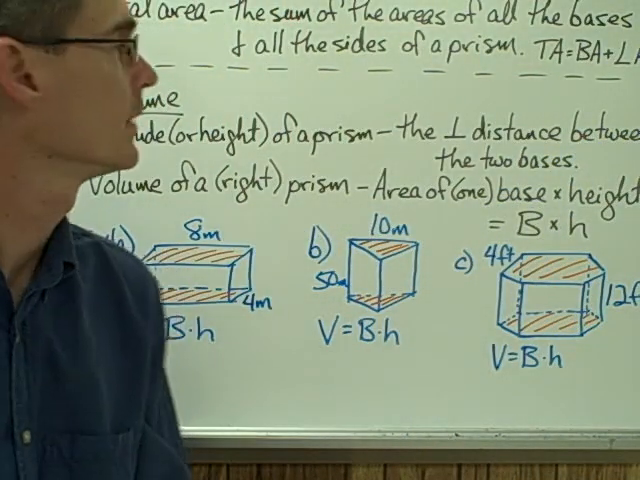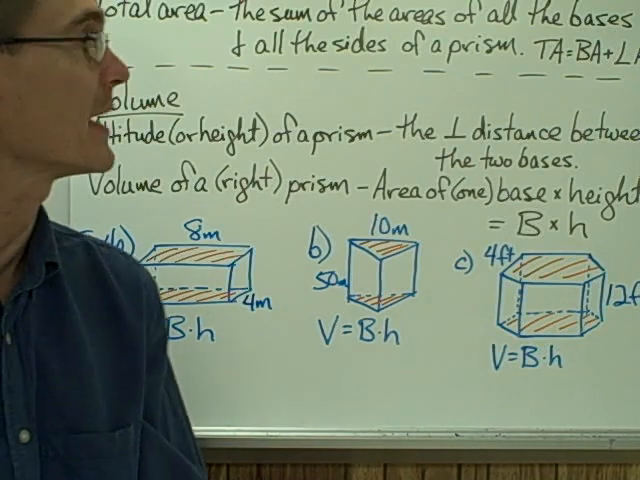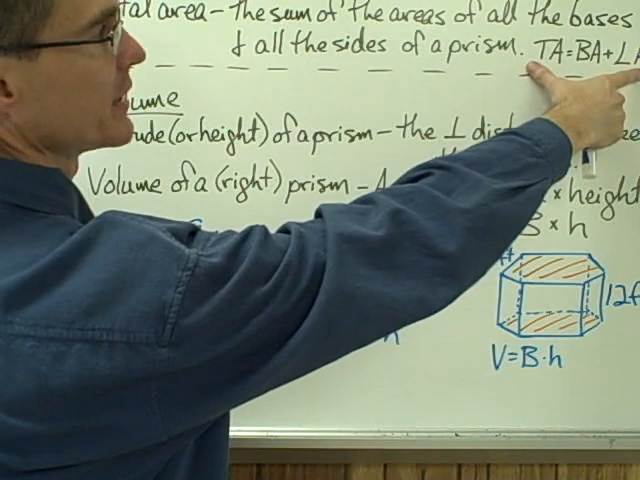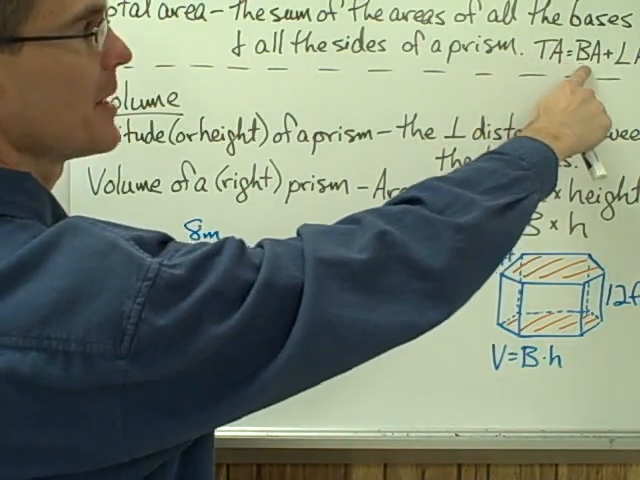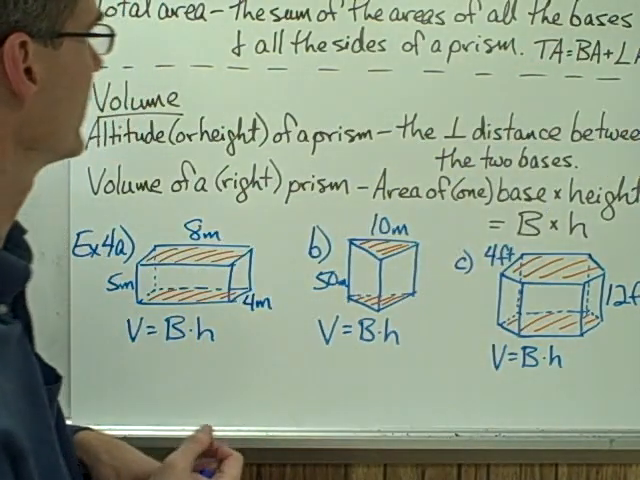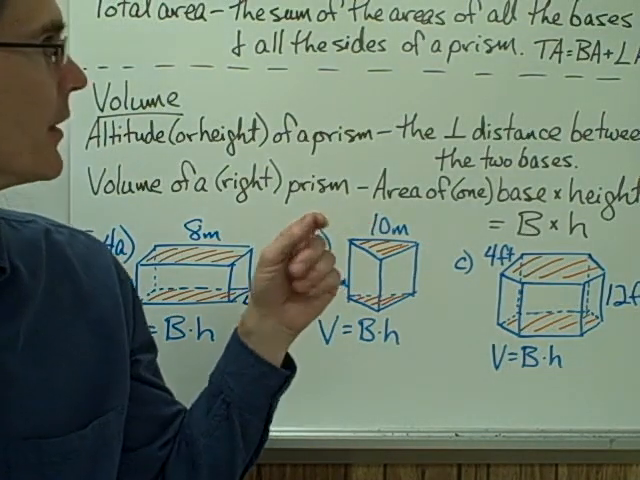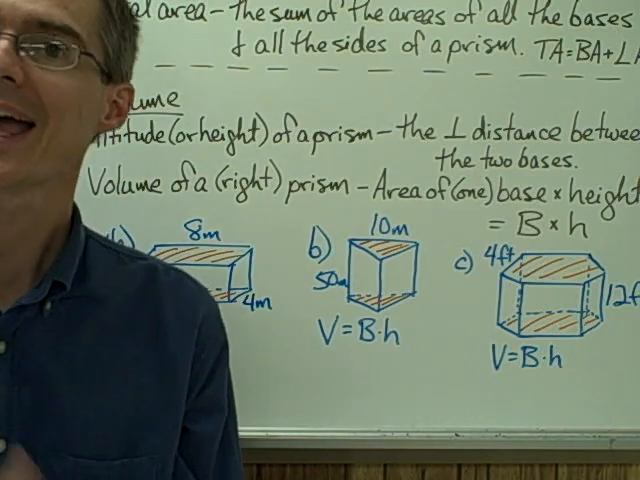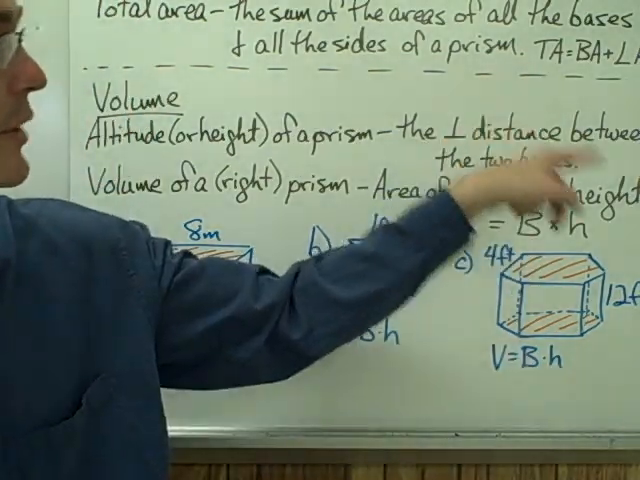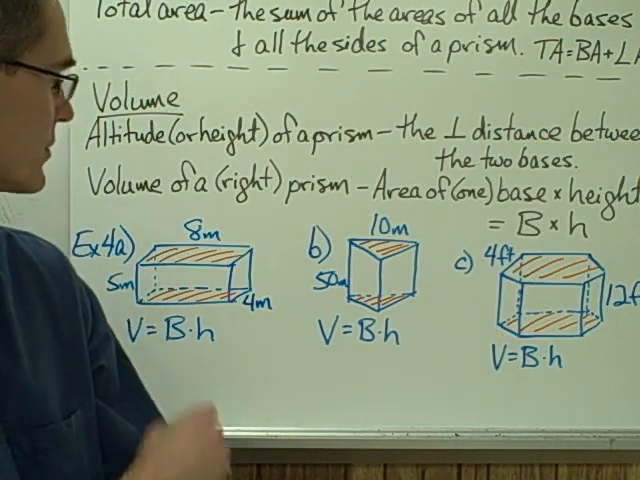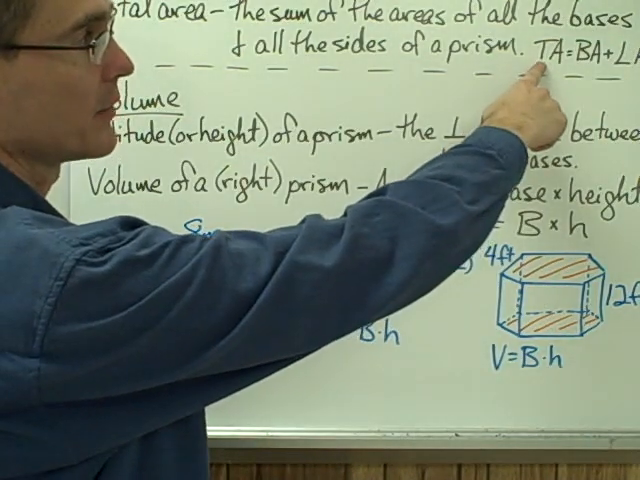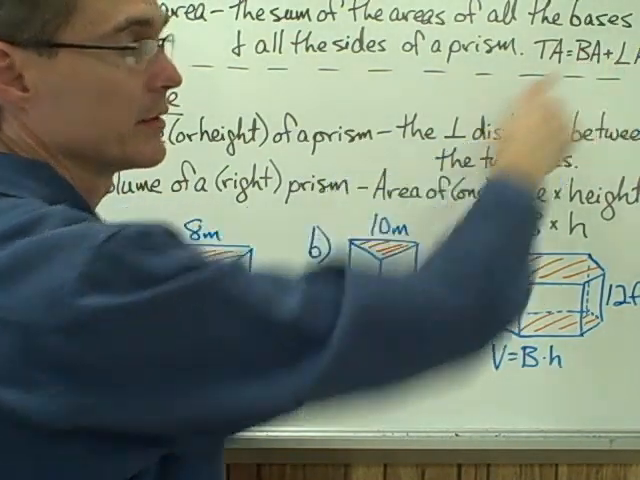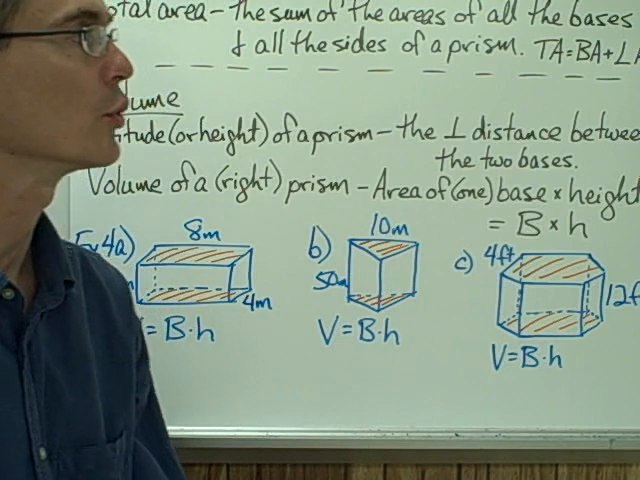Now, total area is just the sum of the areas of all of the bases and all of the sides of a prism. And we shorten it to look like this: total area equals base area plus lateral area. There are examples, I believe it's example number 3 in your notes, that ask you to calculate the total area for each one of those 3 examples. I'm going to leave that to you, but the total area is just the base area, which you've already calculated, and the lateral area. So add those values together, and that will give you your total area.